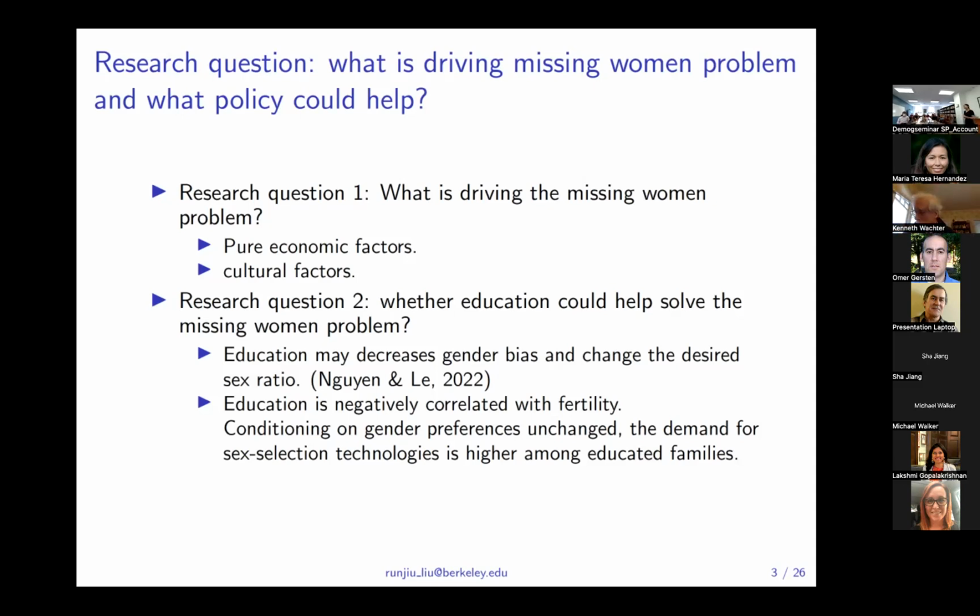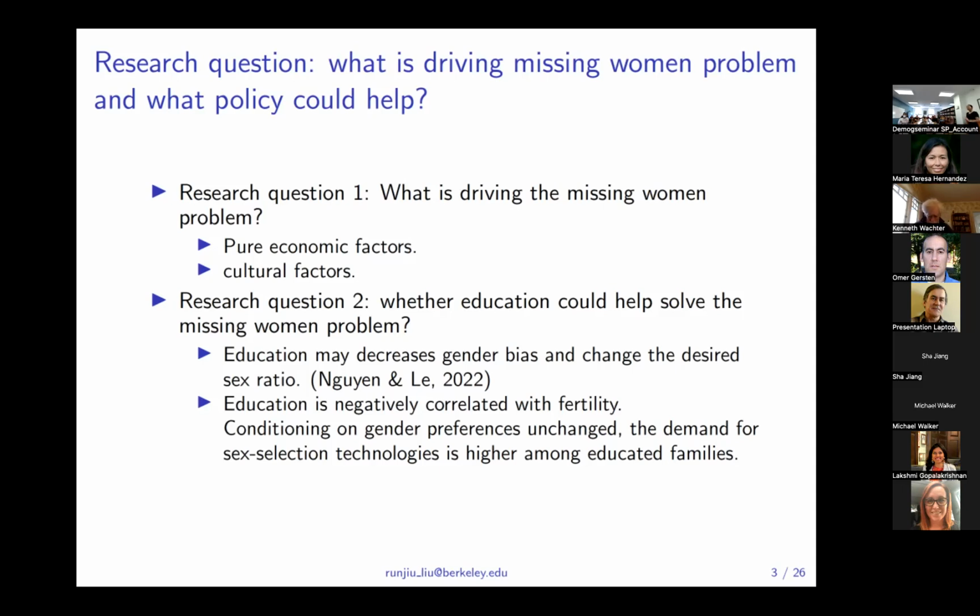And the second one is the cultural factors. There are deeply rooted son preference beliefs and cultural norms that could date back 100 years. Parents, without any economic factors, could believe that sons are just superior to daughters, and that's why they want sons relative to daughters. Research question number two: whether education could solve the missing women problem. That's the solution I want to bring today.